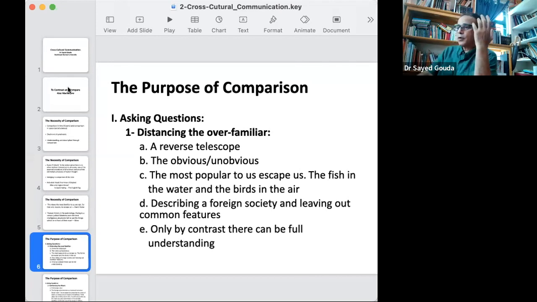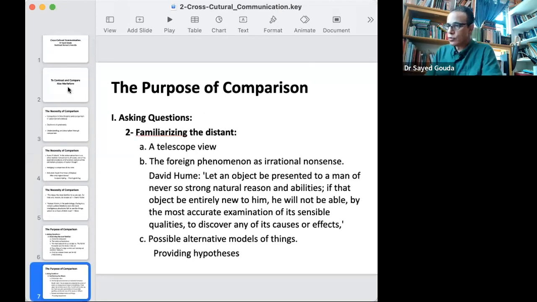So only by contrast can there be full understanding. Contrasting things A and B, through this comparison and contrasting, there can be full understanding. The second thing we should do is familiarizing the distance. Familiarize when we go overseas. Maybe the whole society we live in is so foreign to us. So we need to familiarize ourselves with this foreign culture.